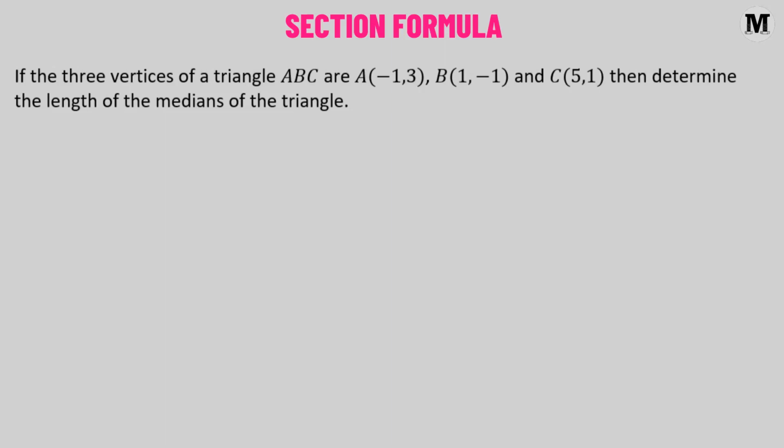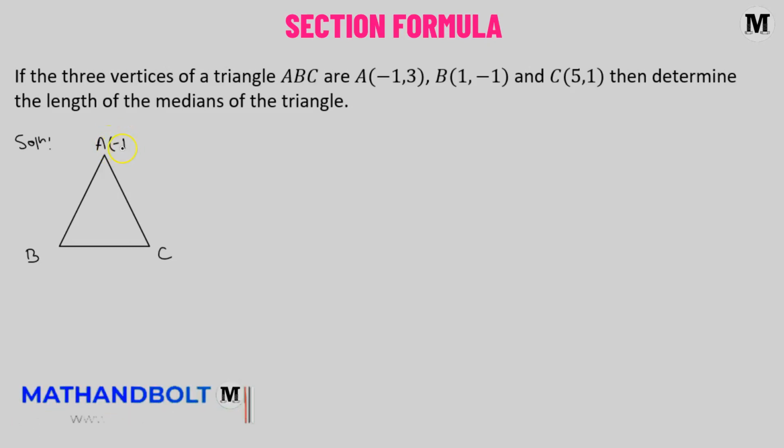If the three vertices of a triangle ABC are given, then determine the length of the medians of the triangle. So let us begin. First, we will consider a triangle with vertices A, B and C. Now here we are already provided with the coordinates of each of the vertices. So let's note them down.